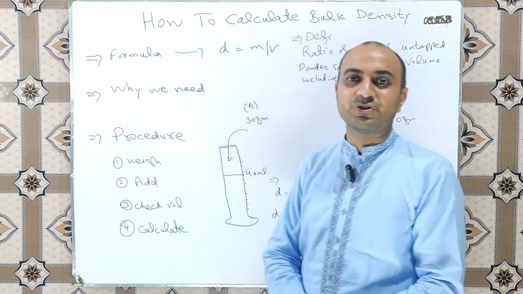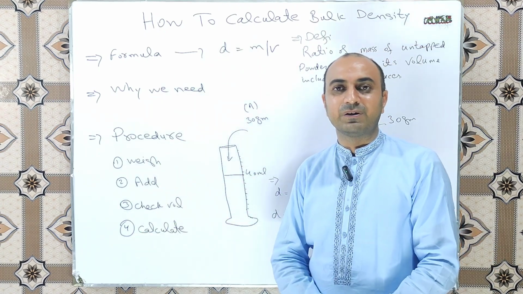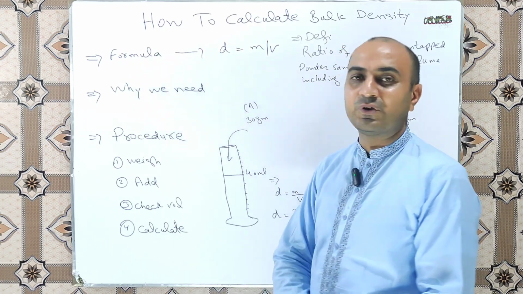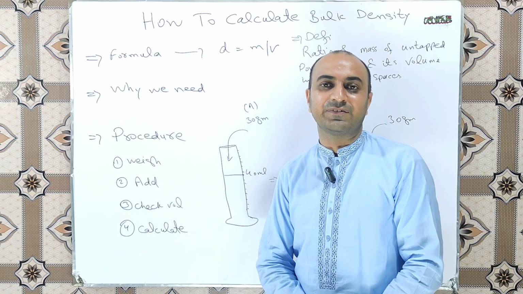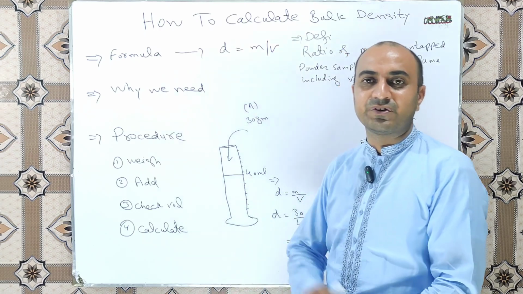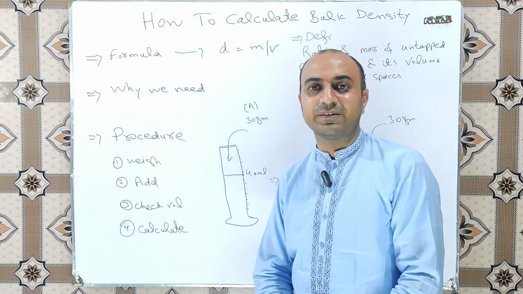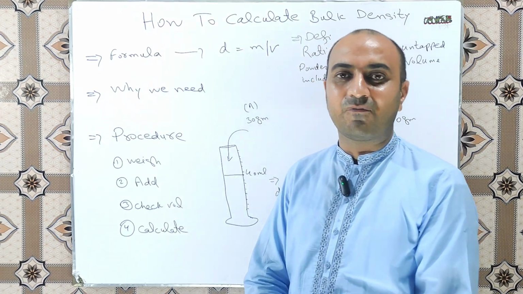And what is the procedure to calculate the bulk density? It is elaborated in a very simple and easy way. It has 4 steps. In the first step we weigh our sample. In the second step we add our weighed sample into the graduated measuring cylinder, and in step 3 we check the volume occupied by the sample, and in step 4 we calculate by applying the formula.